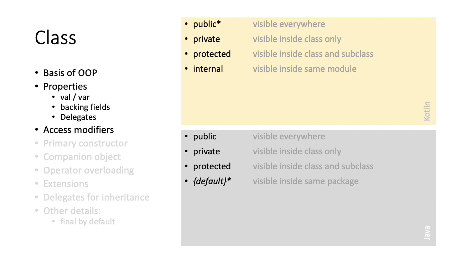Here's the difference with Java. The internal modifier makes the type visible inside same module only. Also notice, by default, Kotlin access is public, while in Java, it is package default, and there is no keyword for specifying a package default access modifier in Java.